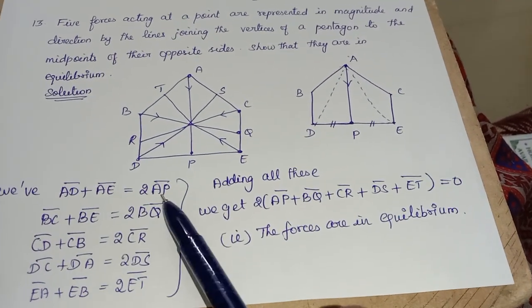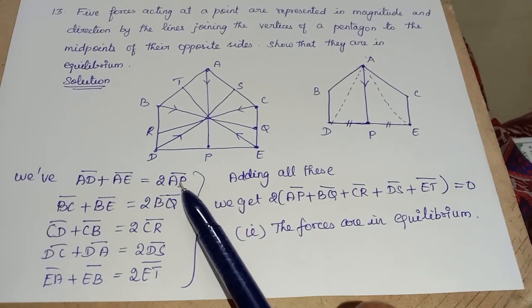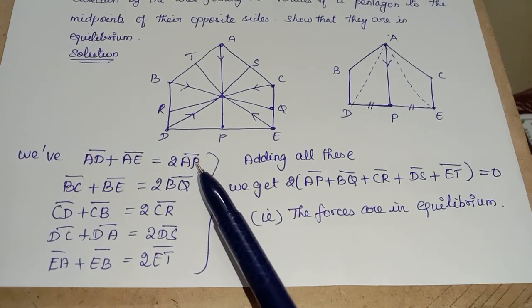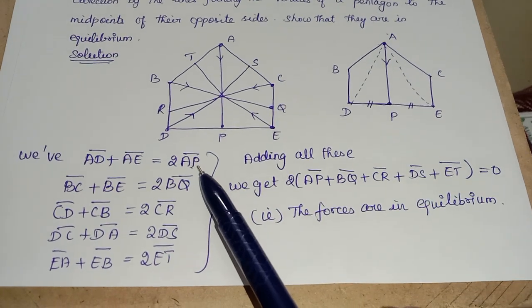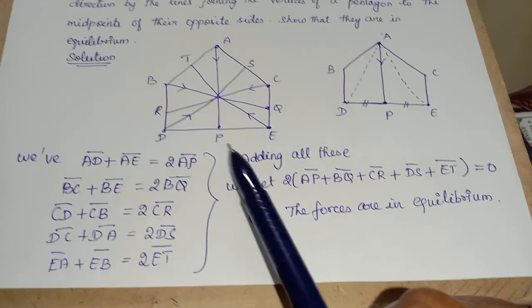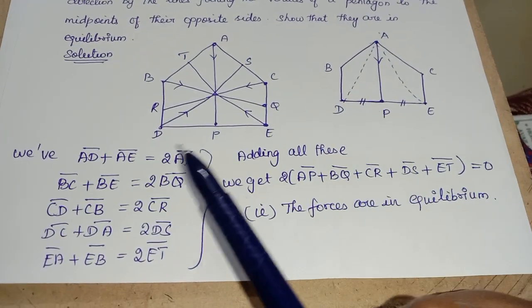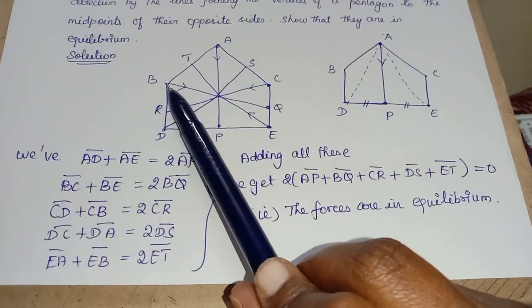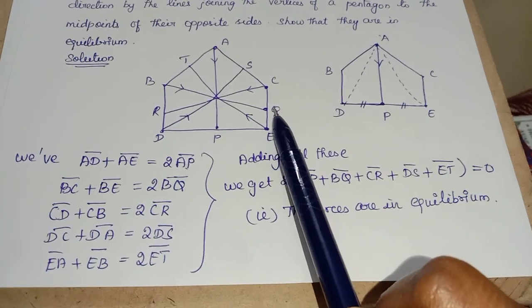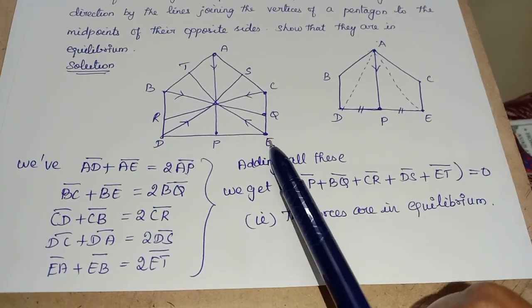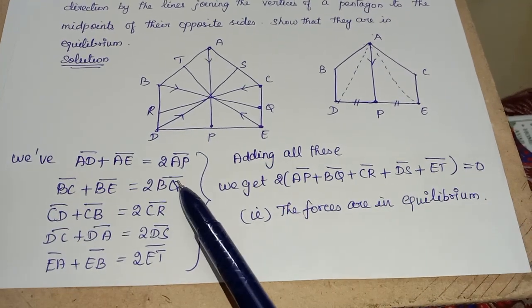From where do I get this result? From the extended parallelogram of forces. In that one, under the special case, what do I have? OA plus OB equal to 2 times OC. In the same way, I can do it for all the vectors. For one vector I have drawn here; for all other vectors you can do. For the second vector, BQ: Q is the midpoint of CE, so BC plus BE equal to 2BQ.